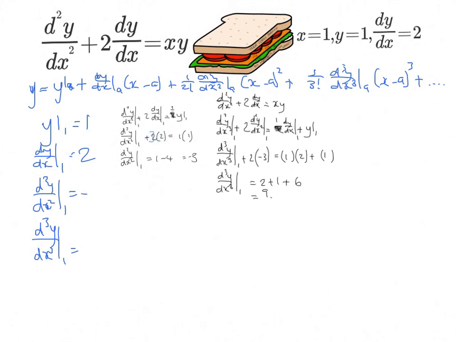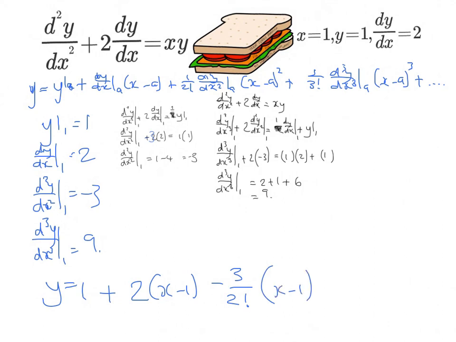So what have I got? That was minus 3. This is going to be 9, and I'm ready to do the bottom of my sandwich, the piece of bread. The solution is y equals, then I've got my first ingredient, y at the point 1, that's 1, plus my second ingredient, dy by dx at the point 1, times x minus 1, plus my third ingredient over 2 factorial, and that's times x minus 1 squared, plus my next ingredient, and that's over 3 factorial, x minus 1 cubed. And obviously to get the real true solution, we'd have to do infinitely many terms, but this will be a good approximation to the solution to the equation we've been given near the point 1.